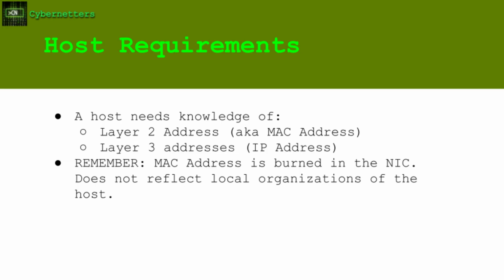So let's start with the basics. A host needs two key addresses to function on a network. Its layer 2 address, which is the MAC address, and its layer 3 address, which is the IP address. The MAC is burned onto the network interface card, or the NIC, so it is unique to your hardware and it doesn't say anything about how your network is organized. Meanwhile, the IP address can change over time or when you move networks. And DHCP helps automate assigning that IP address so that you don't have to set it up manually every single time, because that would be a pain to do.